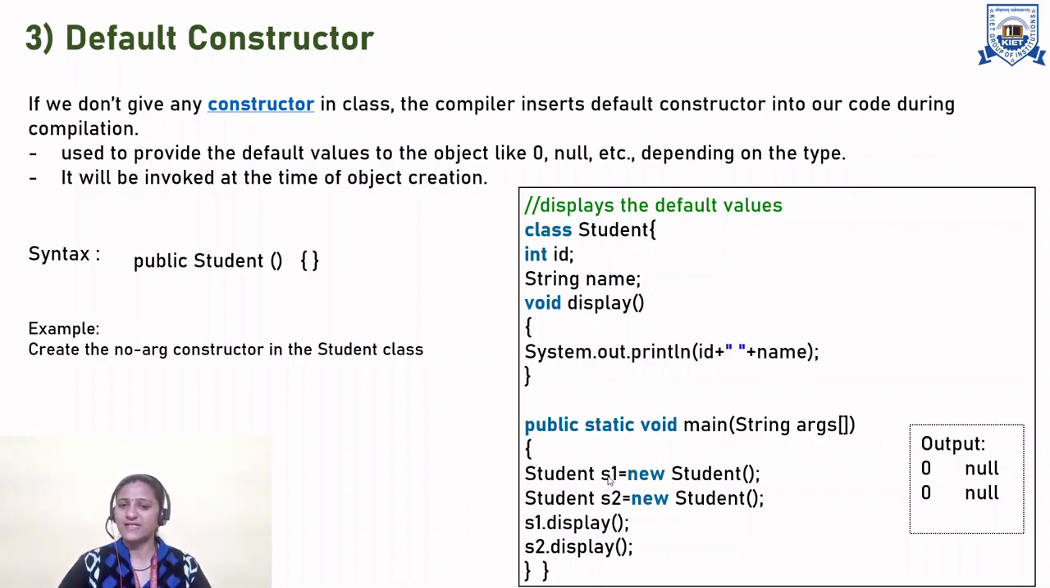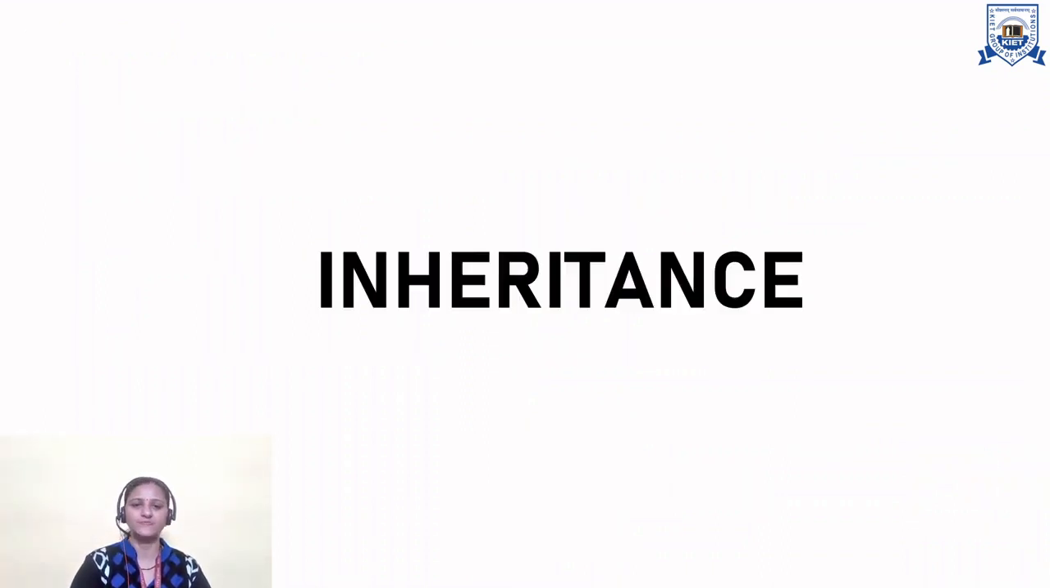So with the help of this instance variable s1, when we call the display, it will produce 0 and null. The second time, the second instance or the second object, when it calls the display again, this time it will also provide the same default values, 0 and null.